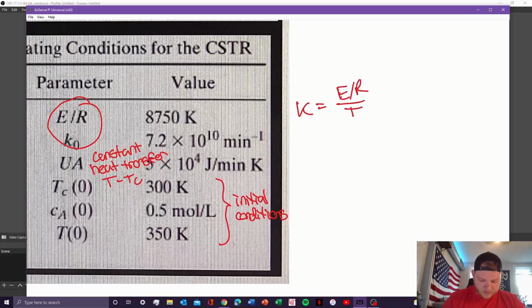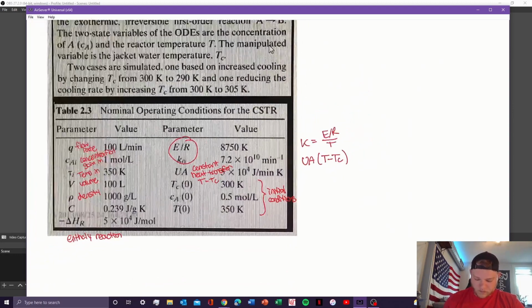And then since the constant of heat transfer is between the tank and the cooling jacket, we can just figure that out real quick. That's just going to be U of A is equal to T minus Tc. So there we go.